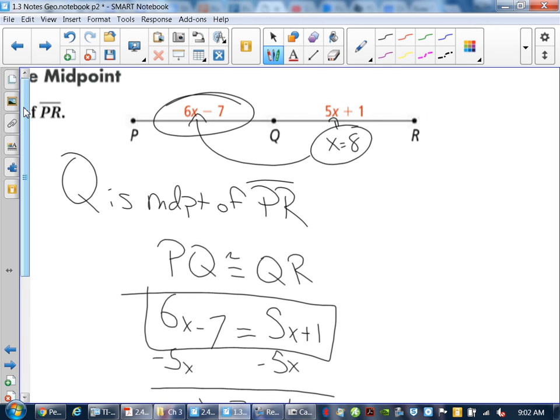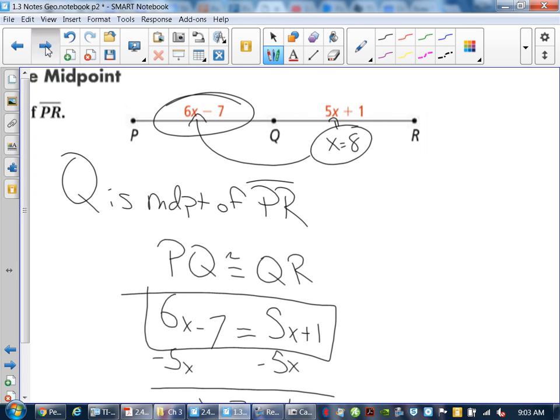And that's what happens a lot in this class. We do kind of the same thing over and over again, but we add like one part to it each day. Okay? So then you get 5 times 8 is what? 40. 40 plus 1 is? 41. 6 times 8 would be 48. Subtract 7, you get 41. Does 41 equal 41? Yes. So that means you know that you did something correct.